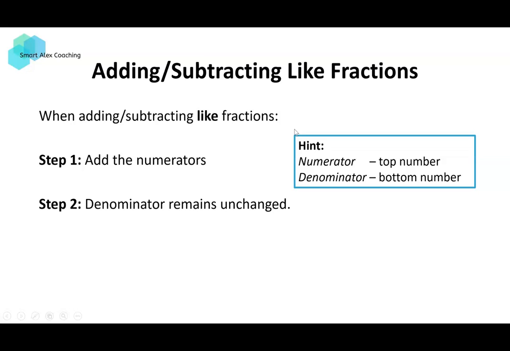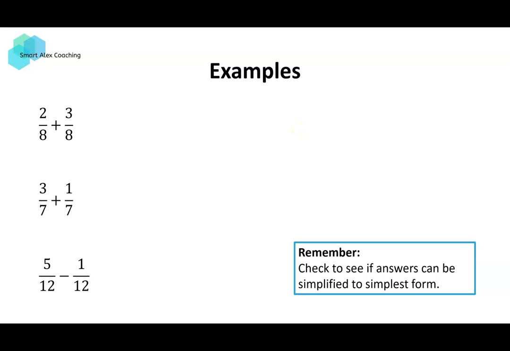So to summarize, when we add or subtract like fractions, step 1, we add or subtract the numerators, and step 2, we keep the denominator the same. Let's look at some examples. Here I've got 2/8 plus 3/8. The denominators are the same, so all I need to do is add the numerators together. 2 plus 3 over 8, which will give me 5/8.